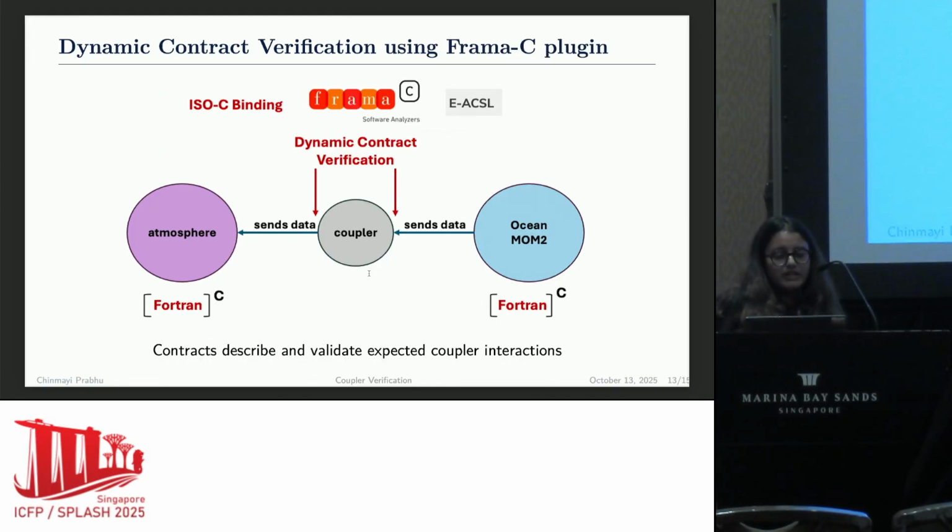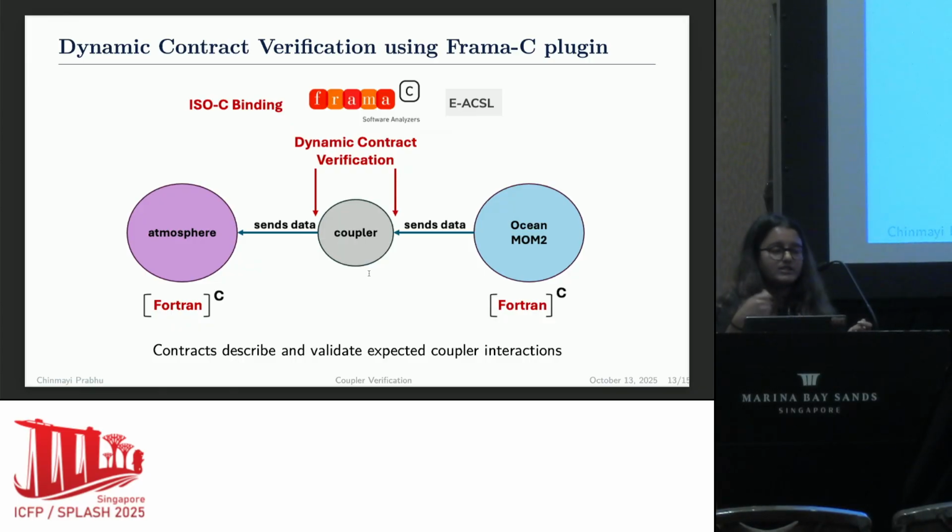So what we do is we use Fortran's ISO C binding, and we wrap the Fortran with C, and we use Frama-C and its runtime verification plugin to verify these dynamic contracts, and these contracts sort of describe and validate the expected coupler interactions. So Fortran has this native support for C, so it makes it slightly easier.